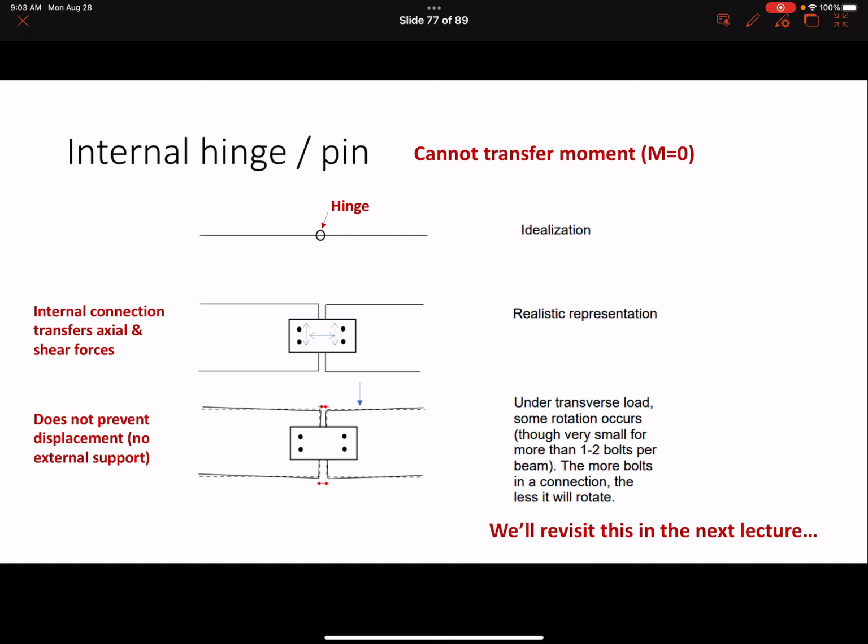A more realistic representation might look something like this, right? So it's a plate with some bolts that attaches to two ends of two elements, right? Now, if a transverse load is applied, because there's no external support associated with that hinge, the hinge location itself is free to displace, right? So it doesn't prevent motion, but it just keeps those two pieces attached in terms of vertical and horizontal directions.